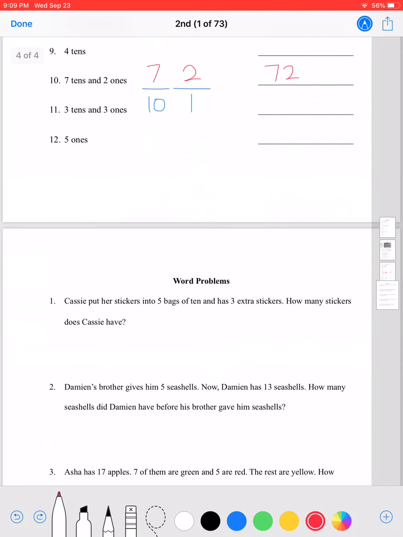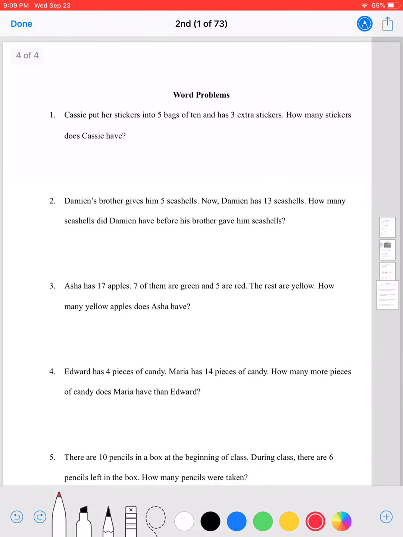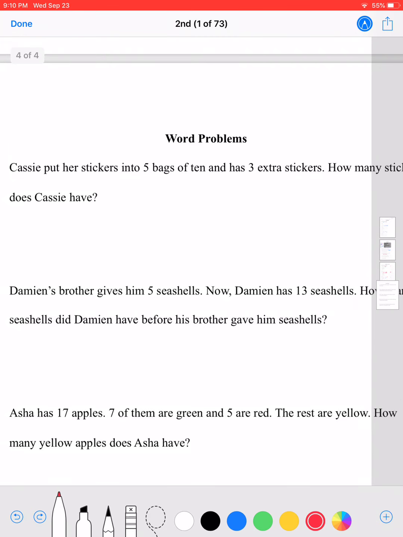Now, our last and final topic is word problems. We'll go over number 1 right now. Cassie put her stickers into 5 bags of 10 and has 3 extra stickers. How many stickers does Cassie have? So similar to what we just did, we're going to count. Okay, so we have 5 bags of 10. So that's 5 tens and 3 extra stickers.